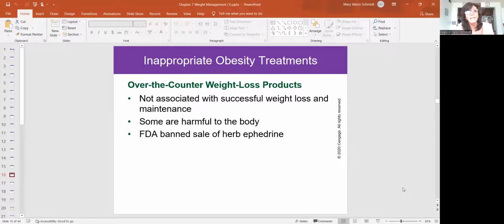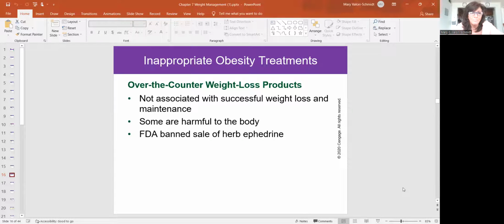There are so many gimmicks and schemes, over-the-counter weight loss products. They're not good. They're not successful. Some of them are dangerous, right? There used to be something called fen-phen. I don't know if anybody's ever heard of that. People were having heart attacks using it. So they were very, very dangerous.